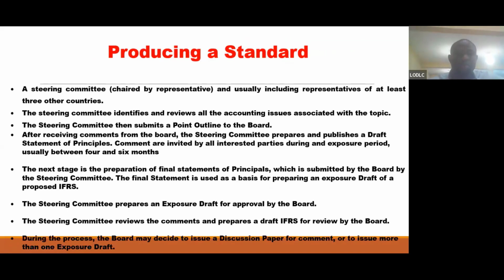So those are the things that we need to achieve as far as the International Accounting Standards Board is concerned. Now, these are the ways to produce a standard. There should be a steering committee, chaired by representatives, usually including at least 3 other countries.